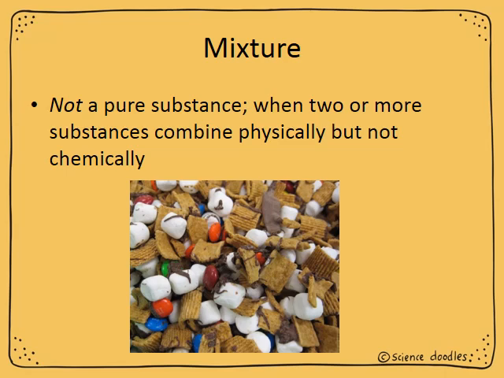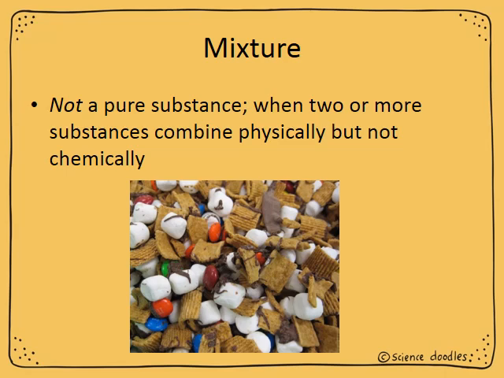Then the other two things is a mixture. A mixture is not a pure substance, and it forms when two or more substances combine physically but not chemically. So one, this is not a pure substance. If you look at this example of trail mix down here, it's not a pure substance because it's not the same ingredients all the way through.